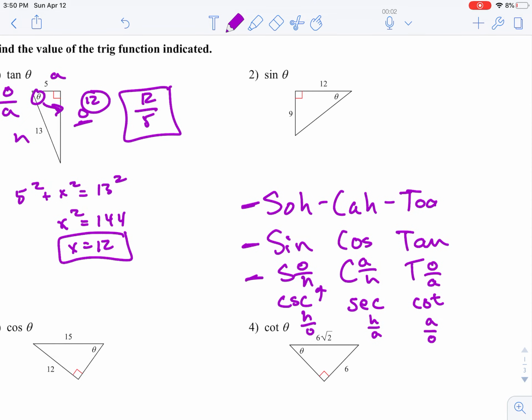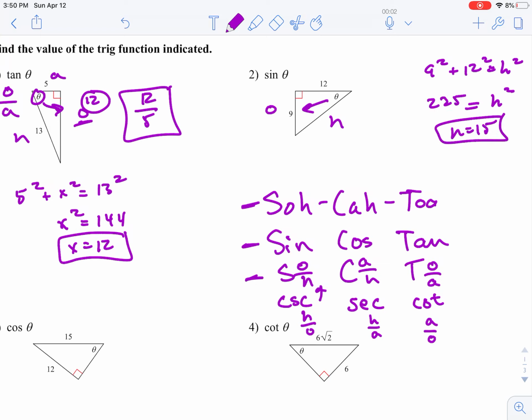All right, sine is opposite over hypotenuse. We don't have hypotenuse, so we have to do the Pythagorean theorem. 9 squared plus 12 squared equals h squared. h squared equals 225, so h equals 15. So 9 over 15, 3 over 5.